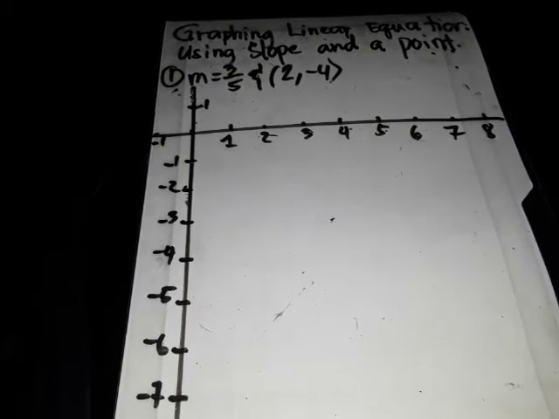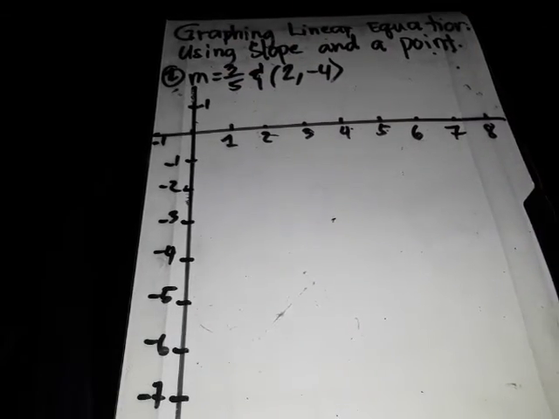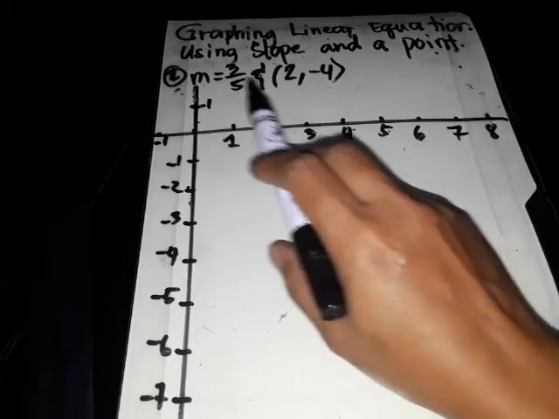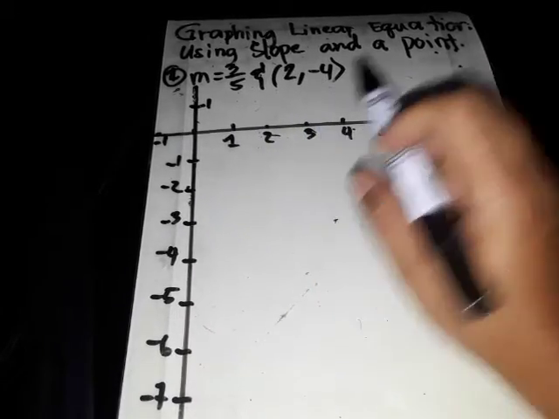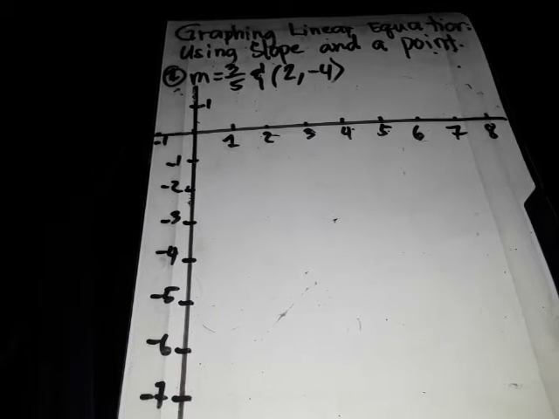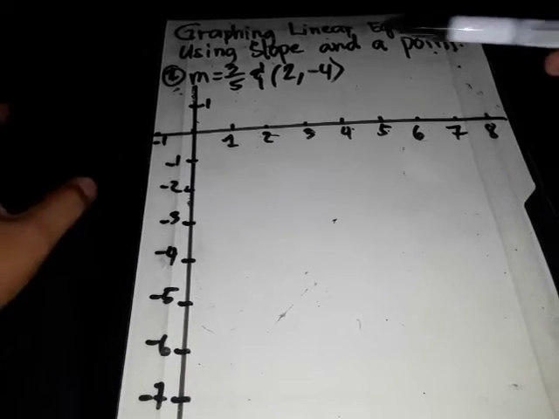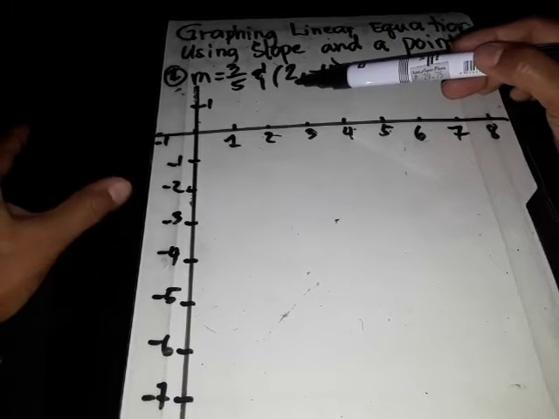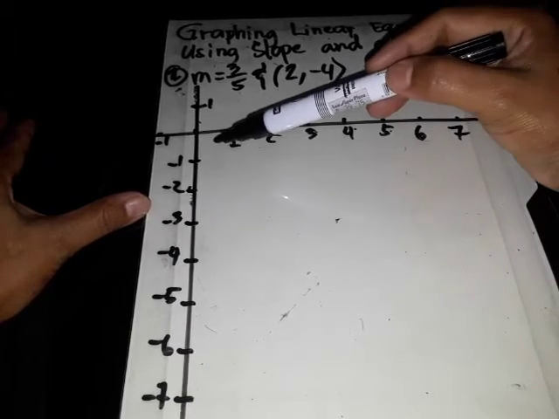So, we have here number 2 example. So, we have the slope, which is m, is equal to 3 over 5. And our pair of points, 2 and negative 4. So, again, unahin natin ang pair of points. So, ang ating x, which is the first number, ay 2. So, positive 2 siya, kaya dito tayo papuntang right.